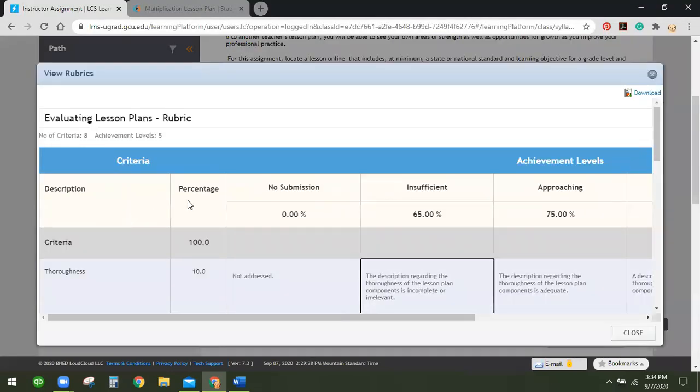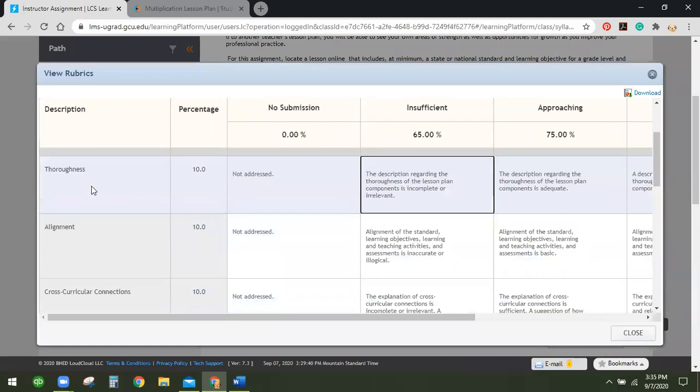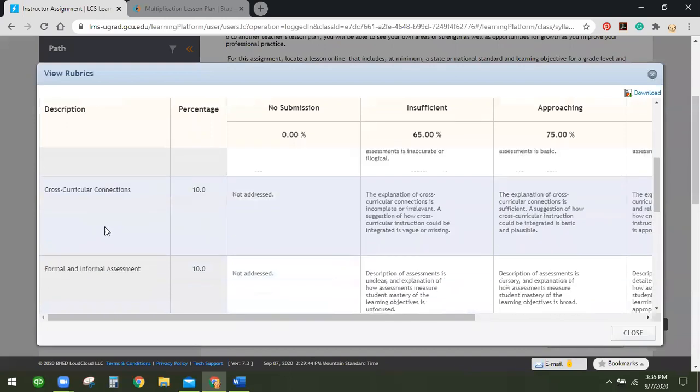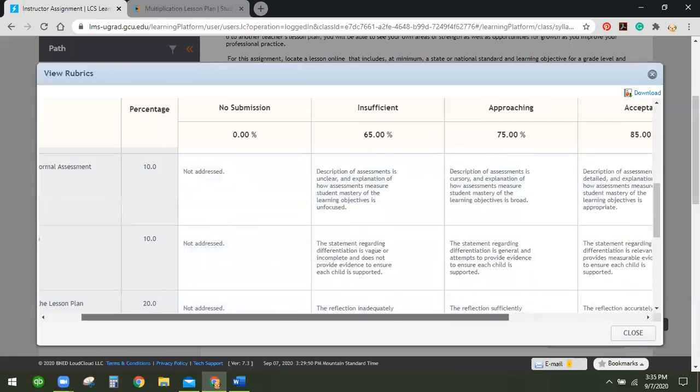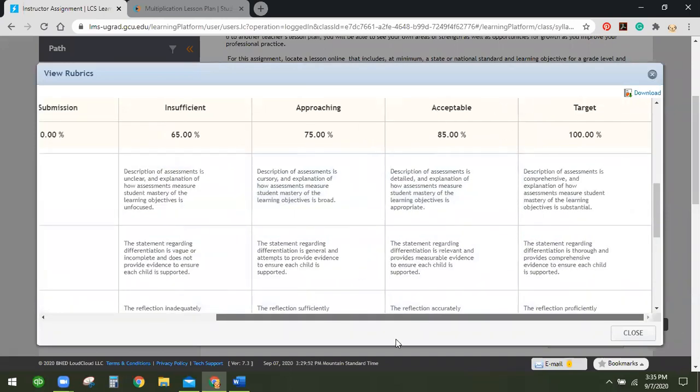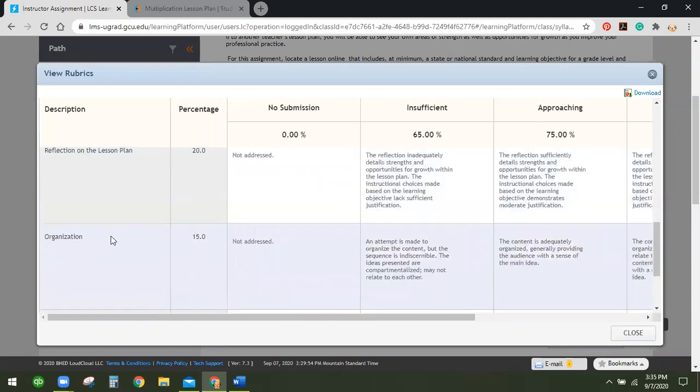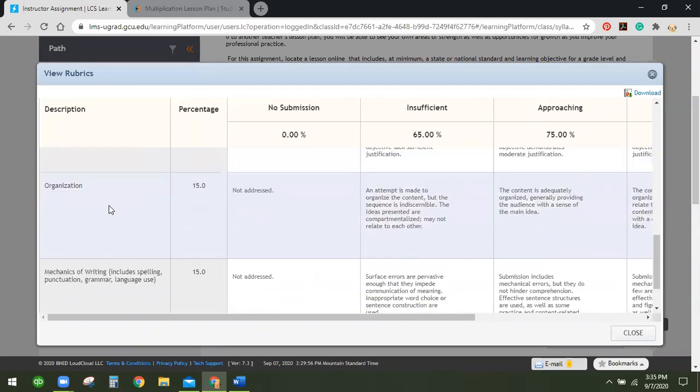rubric for this assignment. We're looking for each of those areas that you see headings for: thoroughness, alignment, cross-curricular connections, formal and informal assessment, differentiation, and then your reflection. You'll also be graded on organization. So if you use my template, this is an easy 15% that you'll earn.